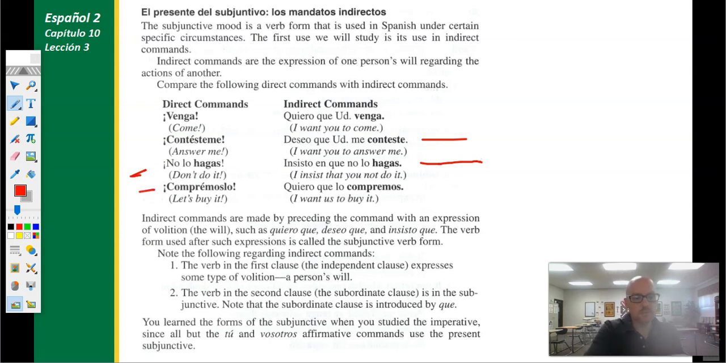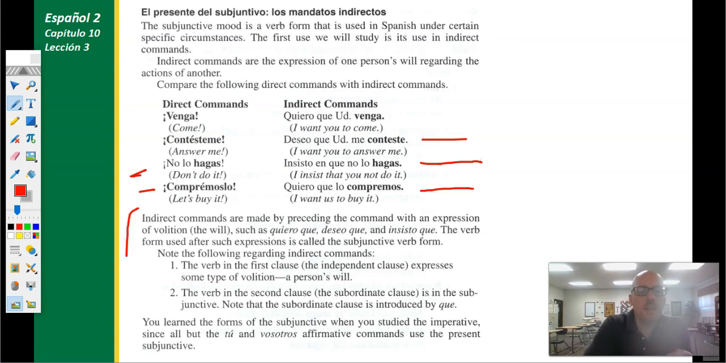Comprémoslo, the last one. Comprémoslo, let's buy it. Let's do it. But it could be a little bit softer, a little more indirect if we said, quiero que lo compremos. I want us to buy it. So indirect command there, that would be the clue in the first clause that the second clause would need to be in the subjunctive conjugation.